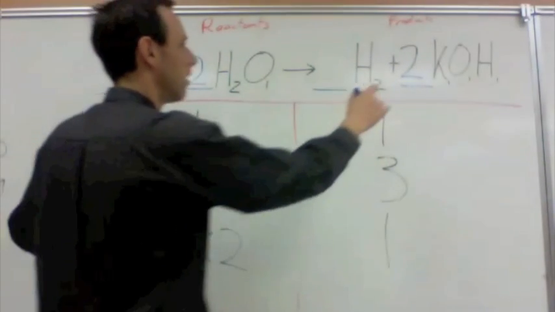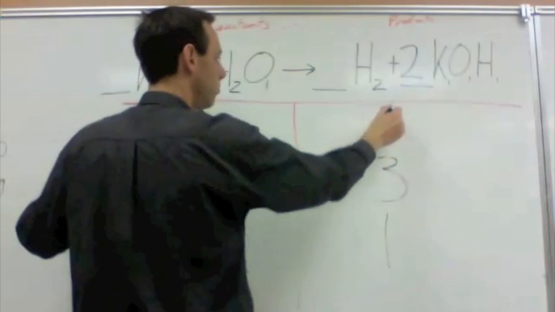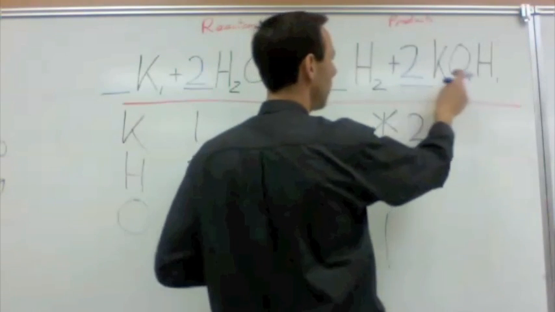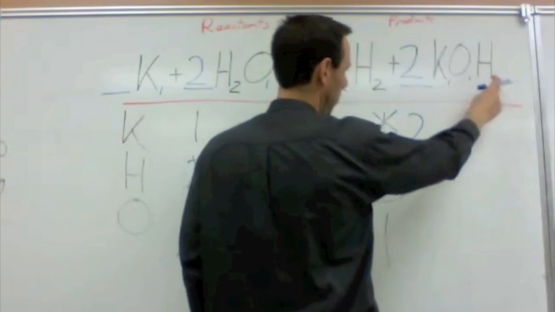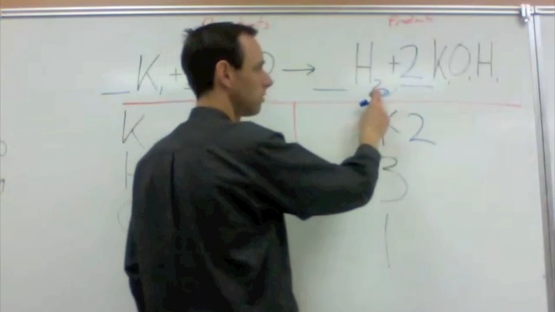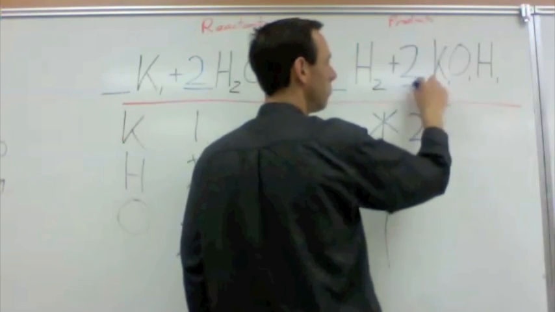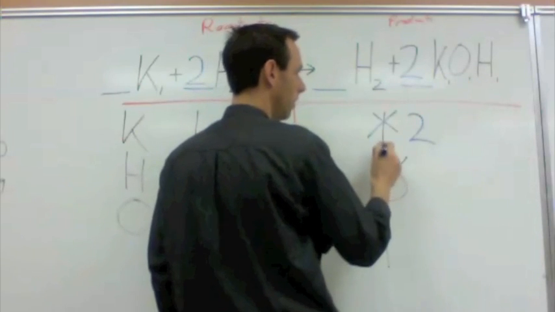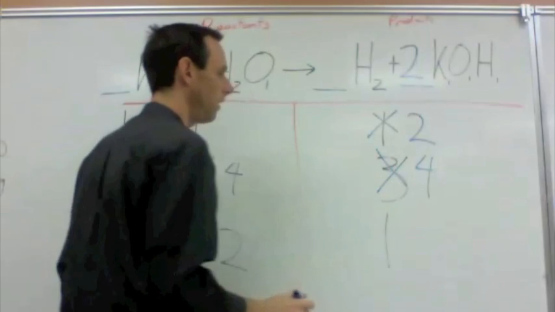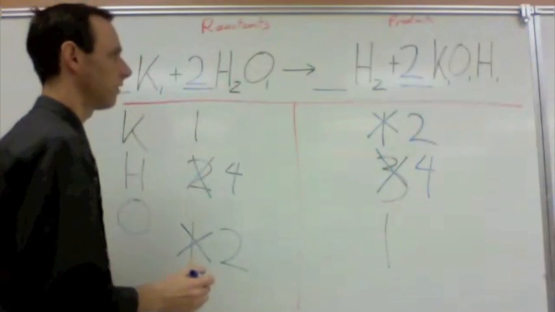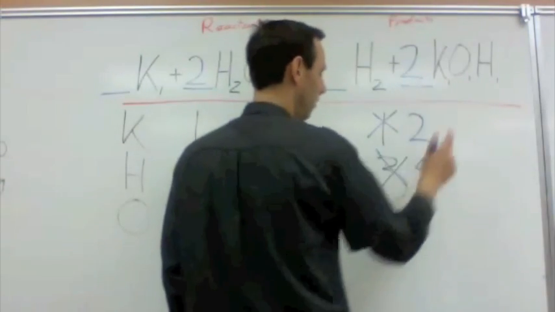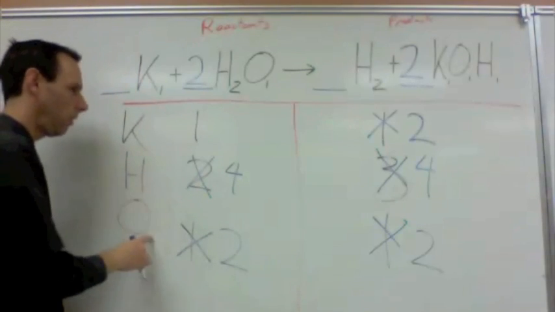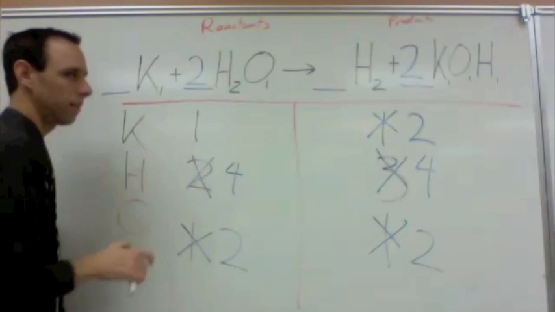So let's see. I now have, for this molecule, I have 2 potassiums. How many hydrogens? Well, I have 2 times 2. 2 times 1 is 2. But I can't forget these 2. So that's 4. You keeping track? 2 hydrogens there. 2 more there. That's 4. And how many oxygens? 2 times 1 is 2. All right. My H's and O's are balanced, but alas, my potassium is not.